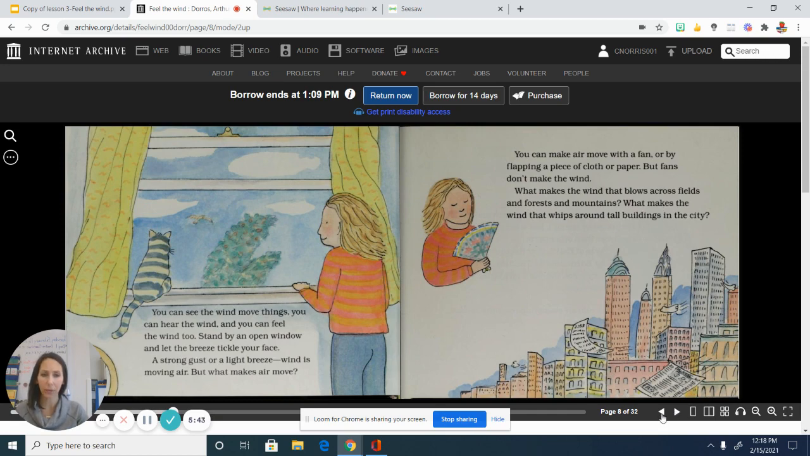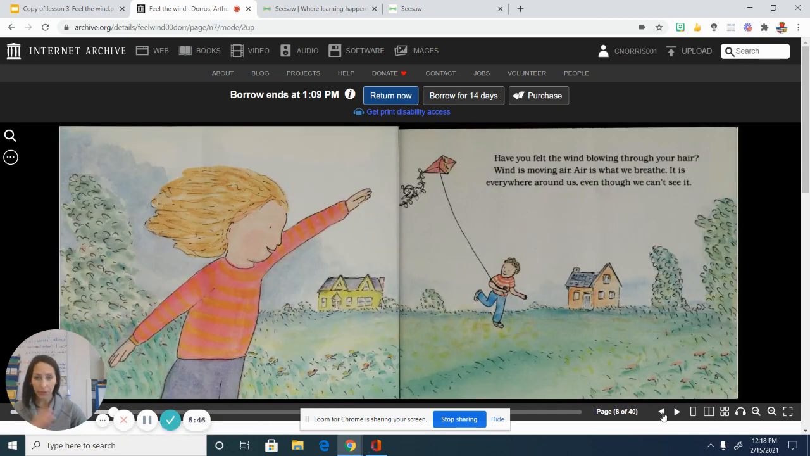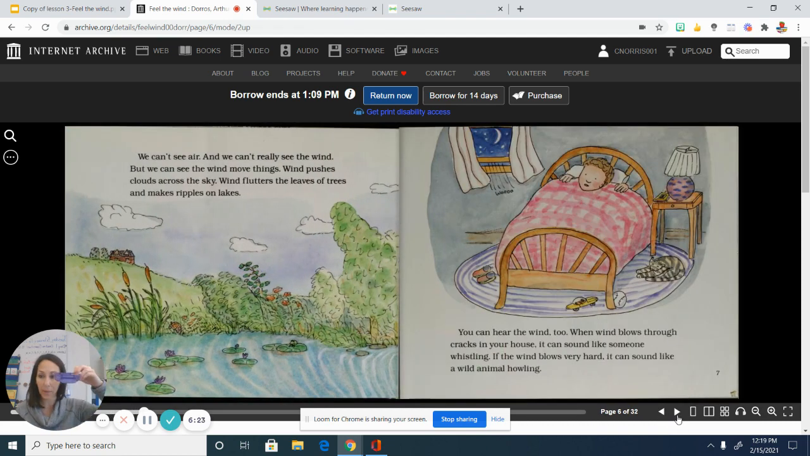Okay, so in this section that we just read, let's go back to that first page, and I'm going to get my buttons. And I notice here that it is talking about wind being moving air. I think that's a detail that I'm going to put into my box. Wind is moving air. Now I also notice that it says wind is all around us, even though we can't see it. So it's all around us, but we can't see it. I think that's another important detail, so I will put that in my box.